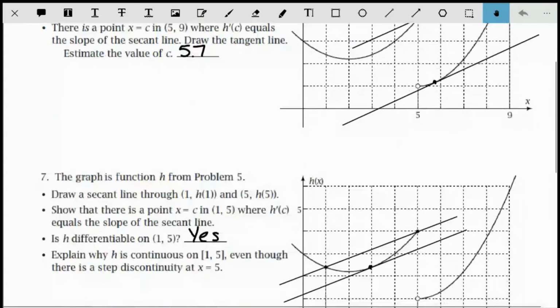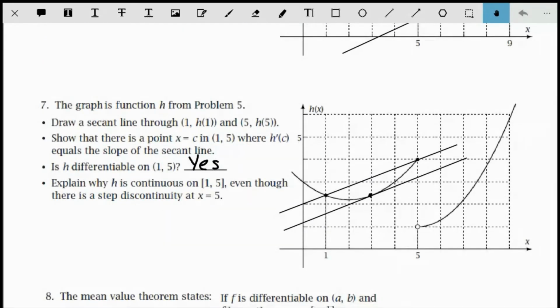And then the last one here, notice this time we're really just dealing with the left-hand branch of this function. So we're going from 1 to 5, and the function is differentiable on that interval, and it's also continuous on the closed interval from 1 to 5. Now notice this time we do have a tangent line parallel to the secant line where that point of tangency is between 1 and 5.